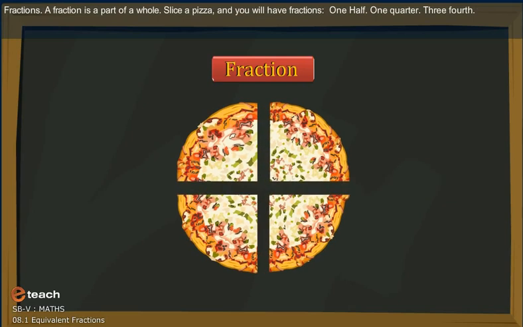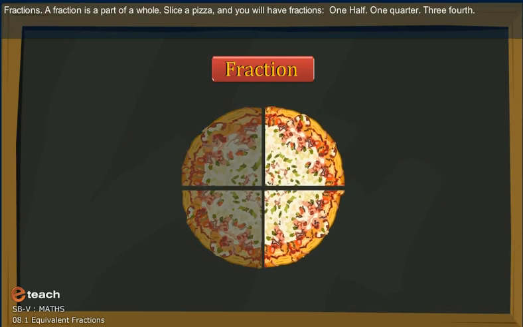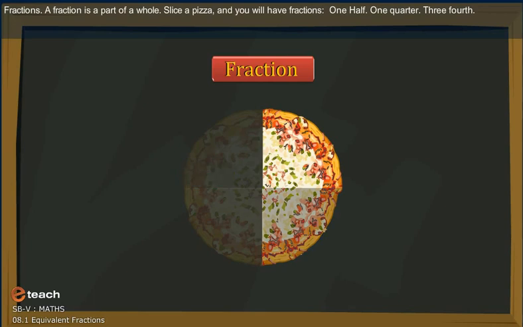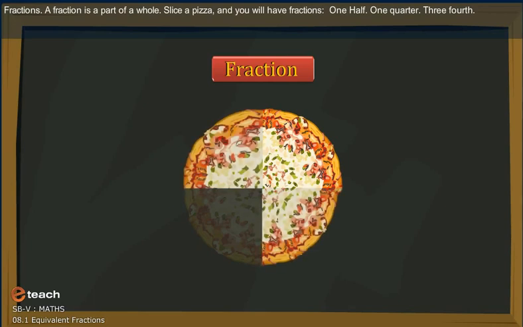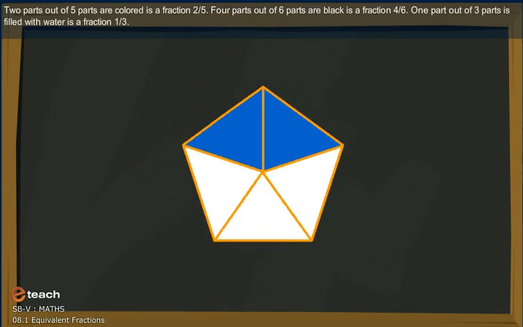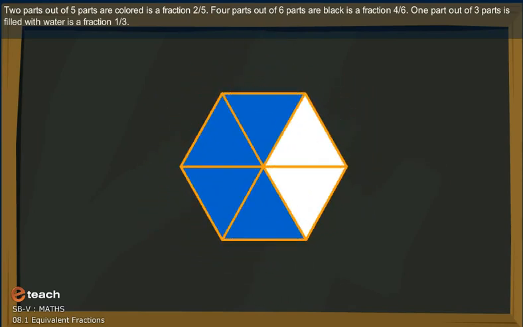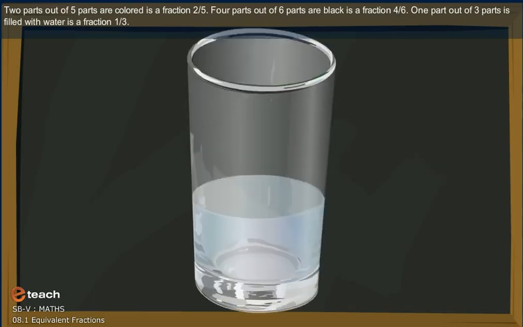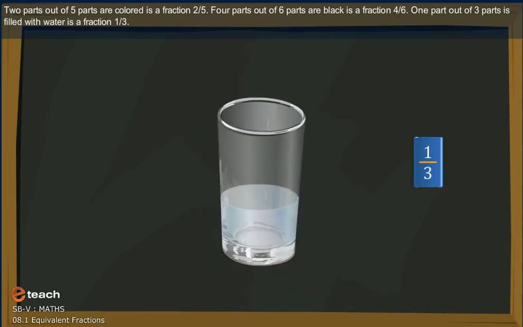Slice a pizza and you will have fractions. 1/2, 1/4, 3/4. 2 parts out of 5 parts are colored is a fraction 2/5. 4 parts out of 6 parts are black is a fraction 4/6. 1 part out of 3 parts is filled with water is a fraction 1/3.